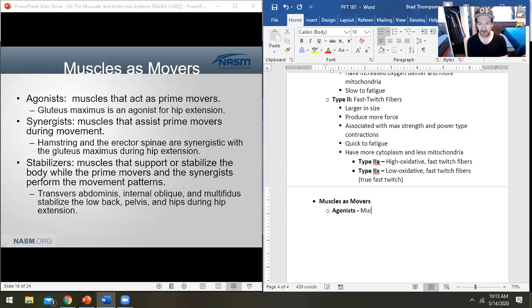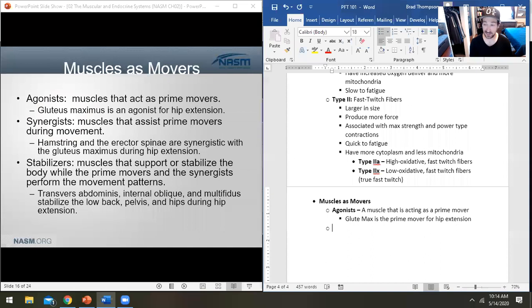So agonists are a muscle that is acting as a prime mover, right? This is the muscle that's doing most of the work. My favorite way to describe this is it's the Batman of the story. It's the main muscle doing the job. So your gluteus maximus, for example, glute max, is the prime mover for hip extension, okay?